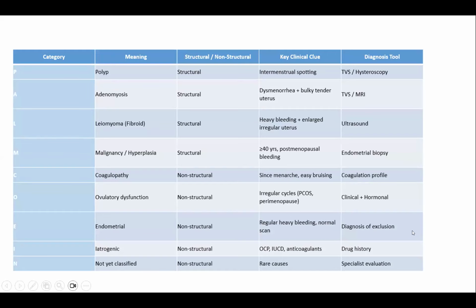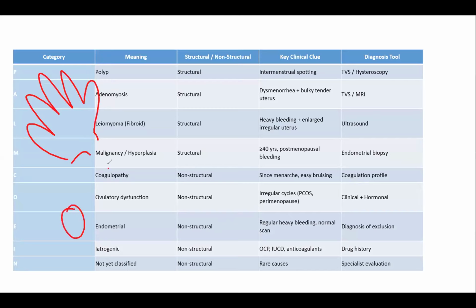You have no idea about PALM-COIN. See this. So, first one, as I told, you should always remember this AUB classification with two things. One is you remember PALM, your palm, and the second is COIN. So in the PALM, it is all structural complications, like structural problems.